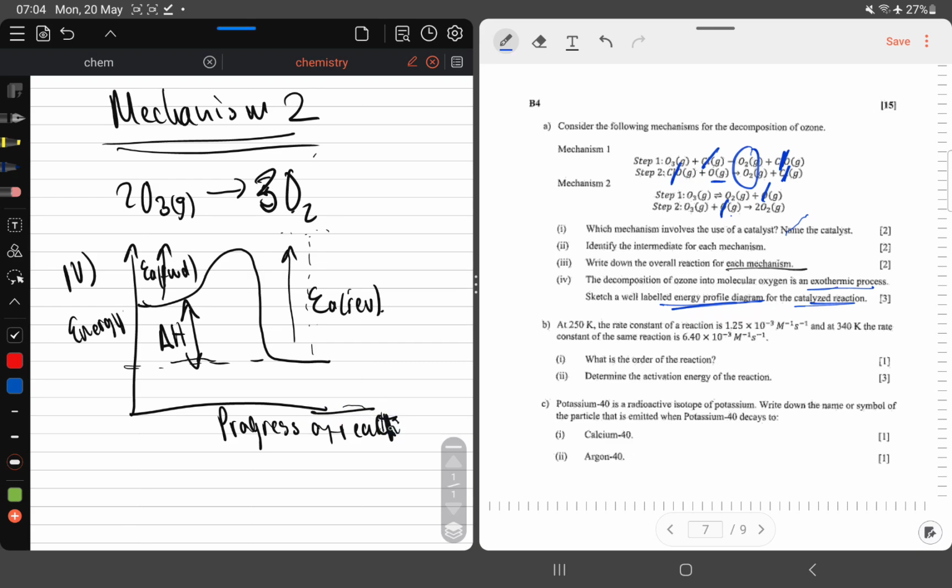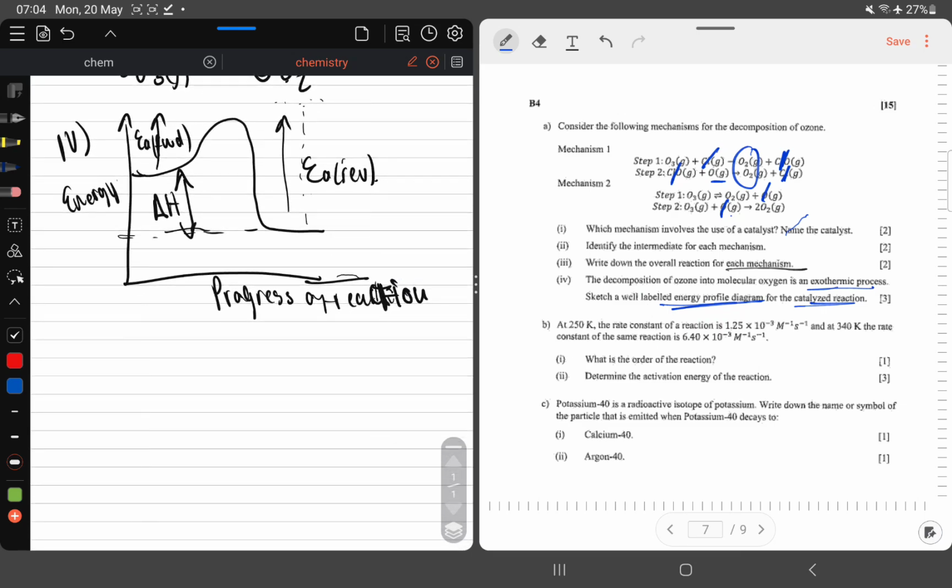Here is our progress of the reaction. That is what we have, and we'll be done with this one.